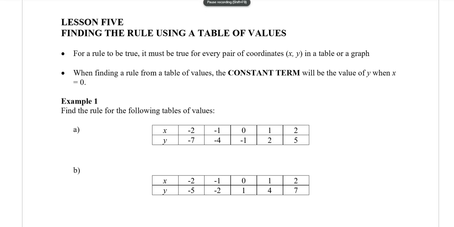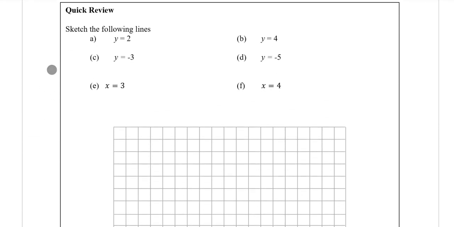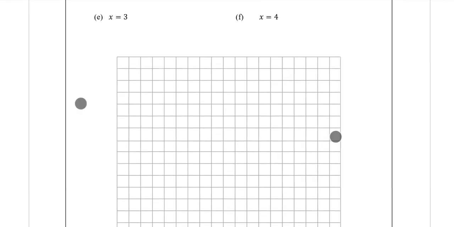Hello, Year 8. Today we are going to be finding the rule using a table of values. But before we do that, we have a revision box up here to revise what we were doing last lesson, which was horizontal and vertical lines. So on the grid paper that's here, the first thing you'll need to do is to draw up your Cartesian plane.